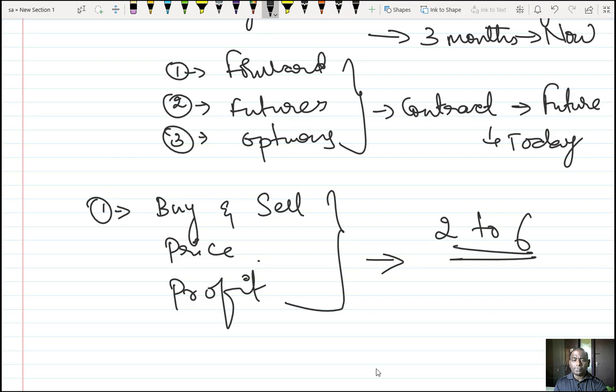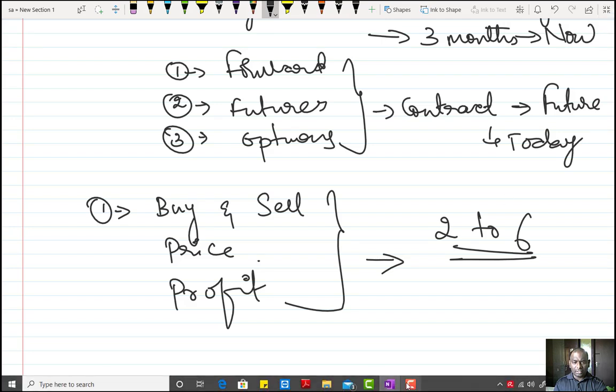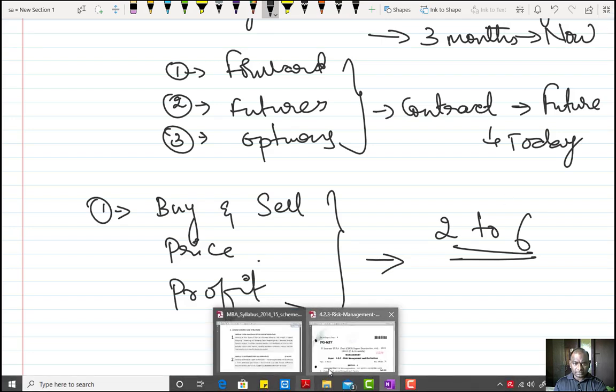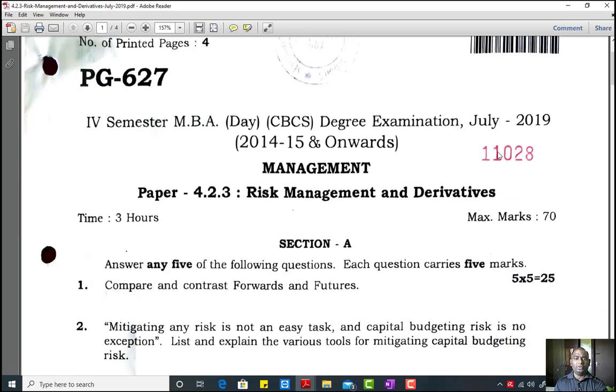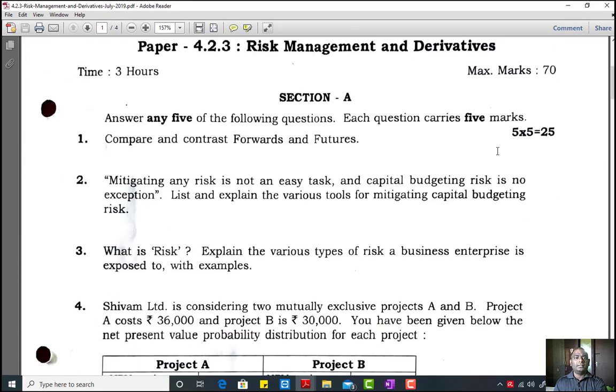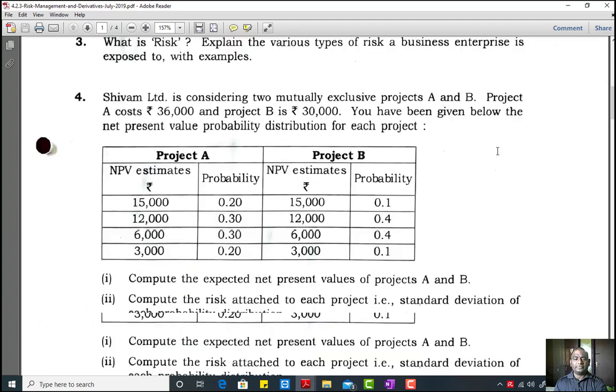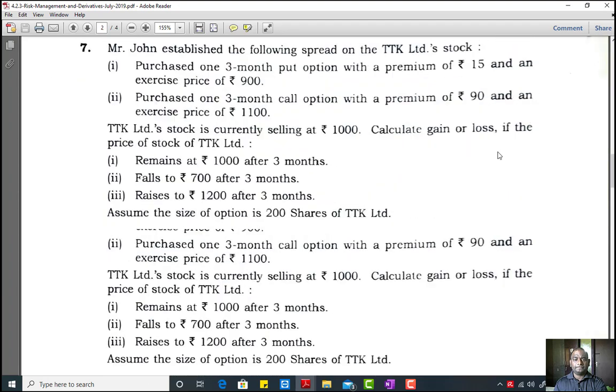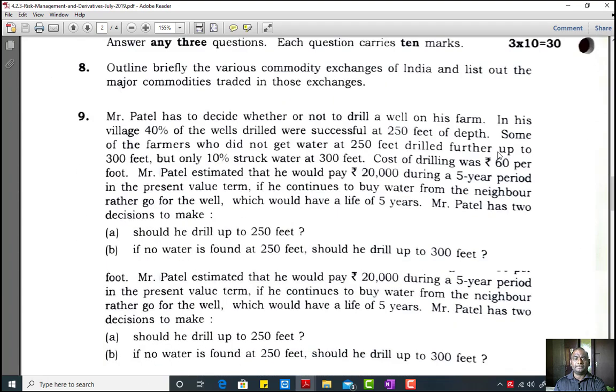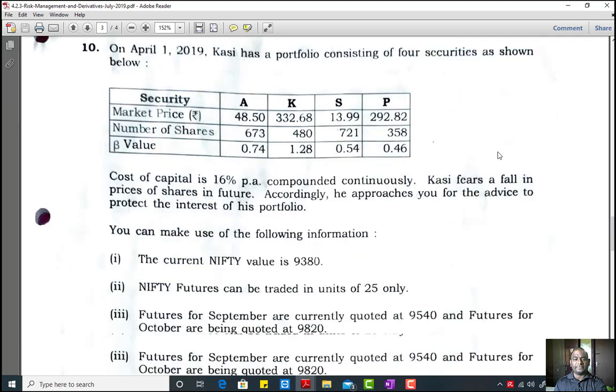Now, we will learn the question paper. Now you can see section A, section B, and section C.